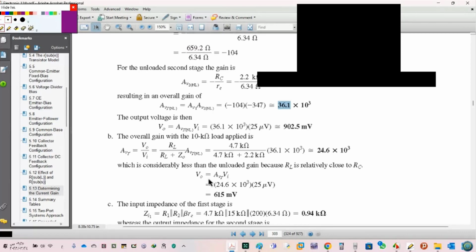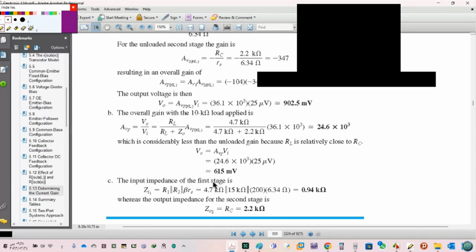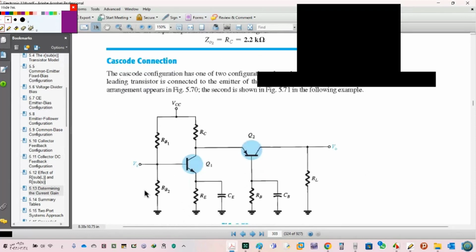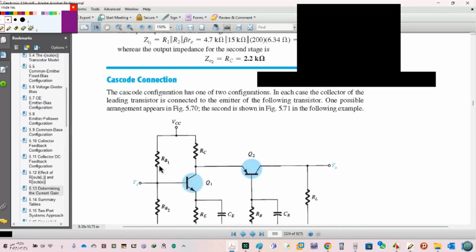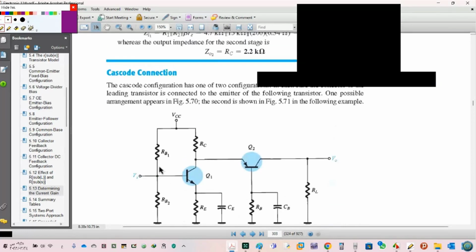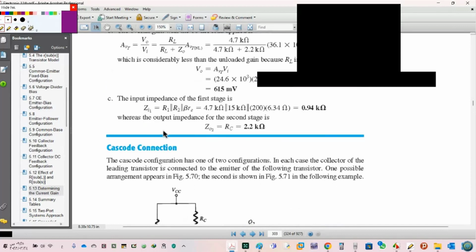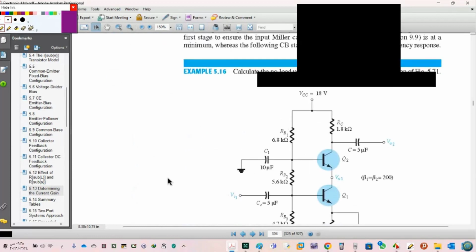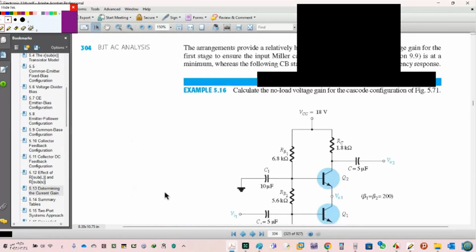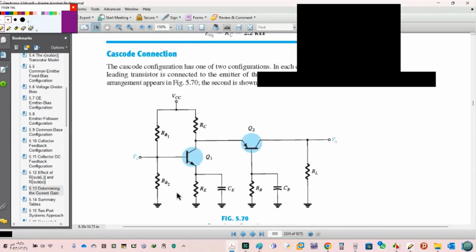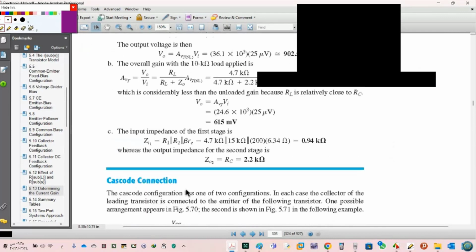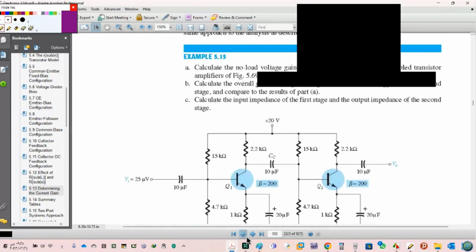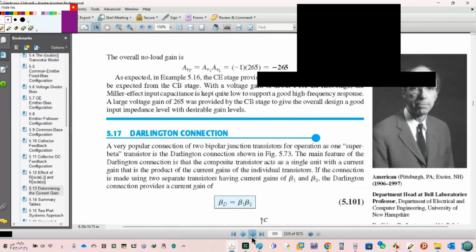Now, after that, you calculate VO, it's AVT times VI, then calculate impedance for input and output. In cascade connection, you can see in this example, this is an exam, I will stop here. As you can see, we can connect many stages, for example, common base with common emitter as you want. This example, 5.16, is cancelled. I will stop in this example, 5.15. It's included. After that, it is cancelled.